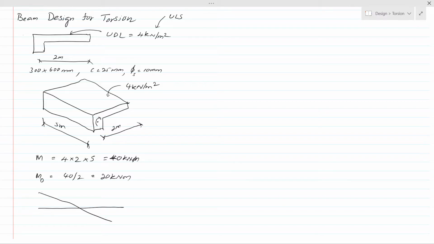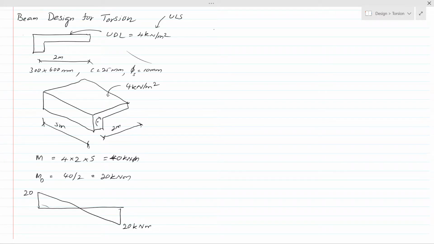Now we have supports for the span. Then here we have 20, and on the other side also we have 20 kilonewton meter. So the moment will be divided between two supports. We have a total of 40 kilonewton meter. Before starting the design, let's calculate some parameters that are required for the design.